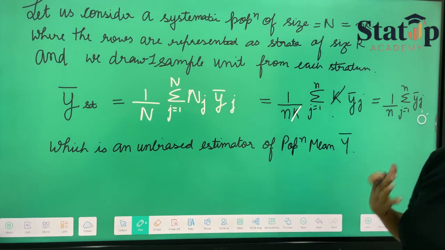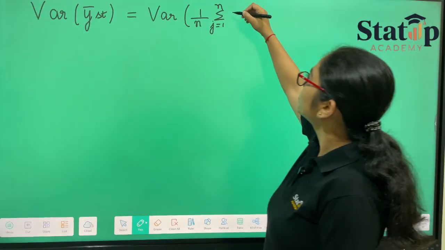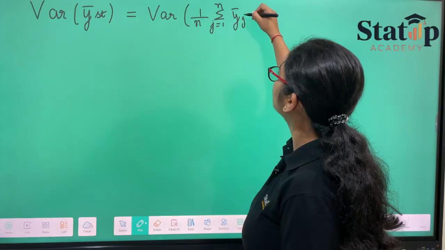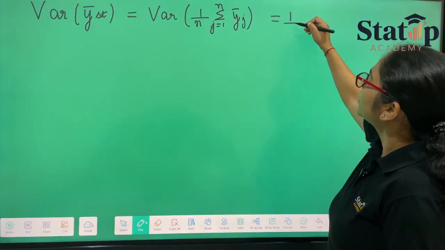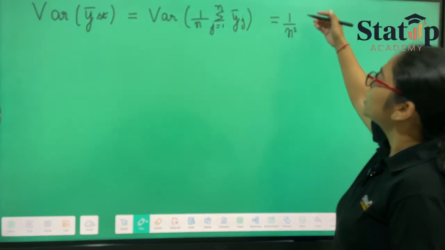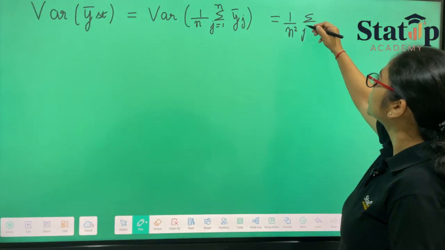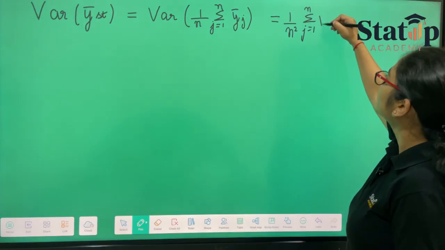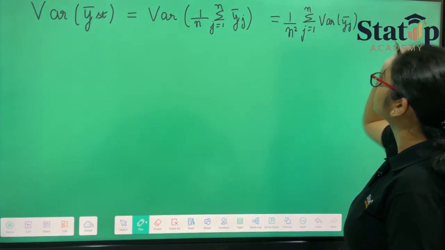You can write it in general form or you can directly write it like this. So it is nothing but y bar j. Now this can be written as 1 upon n square, because when n comes out of the variance, it will be squared, summation j goes from 1 to n variance of y bar j.